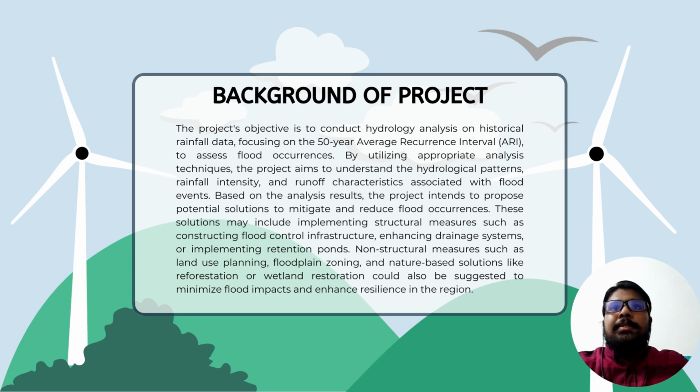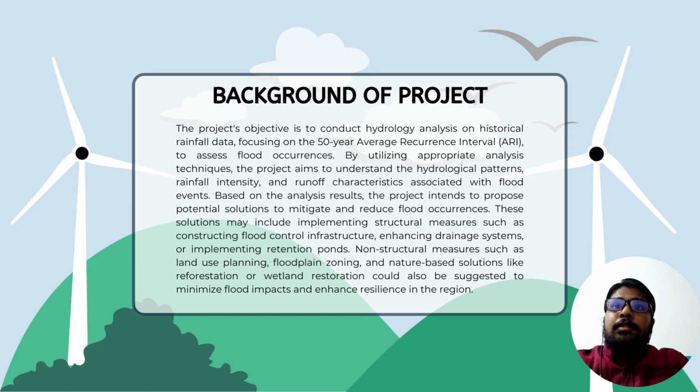The project objective is to conduct hydrology analysis on the historical rainfall data, focusing on the 50-year ARI to assess flood occurrences. By utilizing appropriate analysis techniques, the project aims to understand the hydrological pattern, rainfall intensity, and runoff characteristics associated with flood events. Based on the analysis results, the project intends to propose potential solutions to mitigate and reduce flood occurrence.